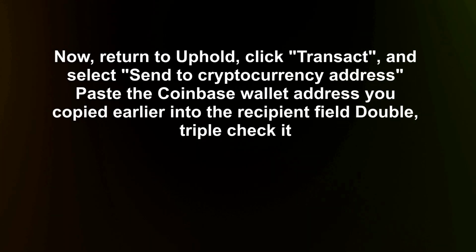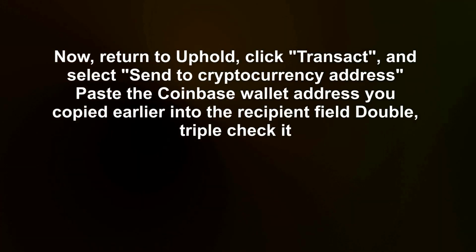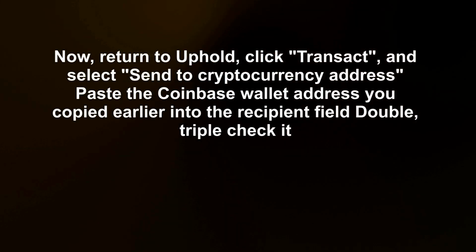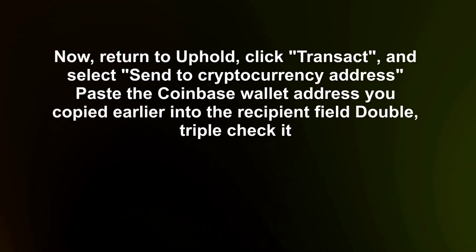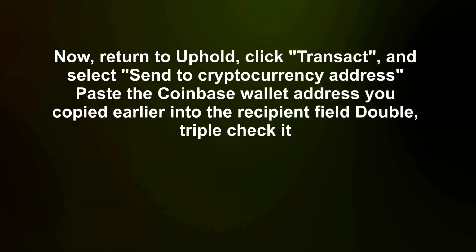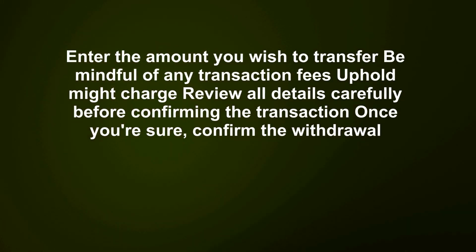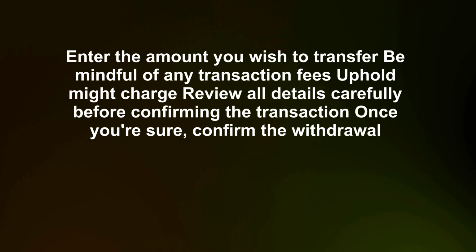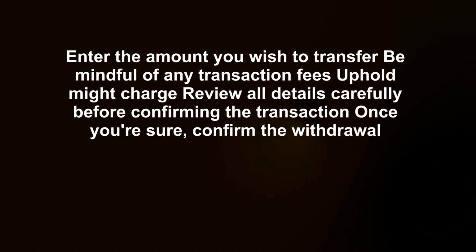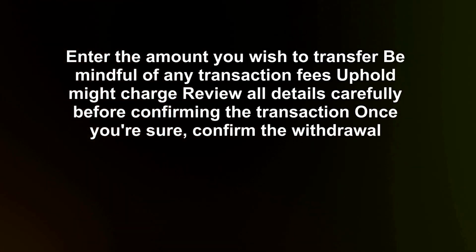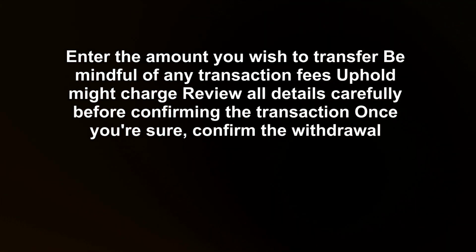Now, return to Uphold, click Transact, and select Send to Cryptocurrency Address. Paste the Coinbase wallet address you copied earlier into the recipient field. Triple check it. Enter the amount you wish to transfer. Be mindful of any transaction fees Uphold might charge. Review all details carefully before confirming the transaction. Once you're sure, confirm the withdrawal.